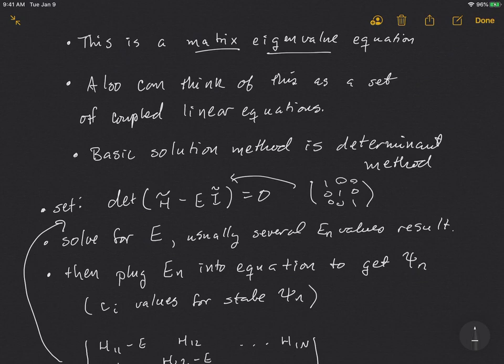Then we evaluate that determinant, right? And then we set the determinant equal to 0. And then the first step is we solve for the energies, or the energy eigenvalues. Typically, you get 2 or more. It often depends on, of course, the rank of the matrix. For a 2 by 2 matrix, you're going to typically get 2 energy eigenvalues, although they could be degenerate. You could have 2 of the same value. And for a 3 by 3, you would get 3 energy eigenvalues, and so on.